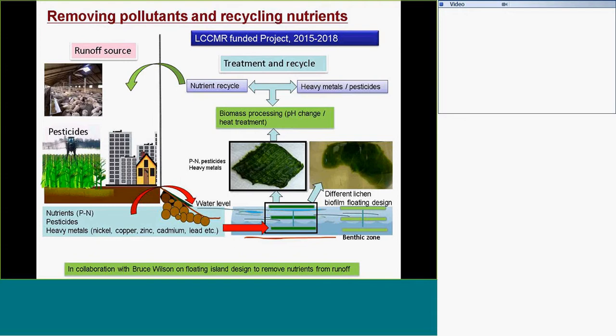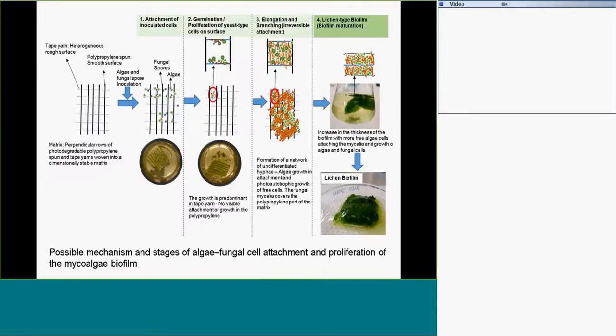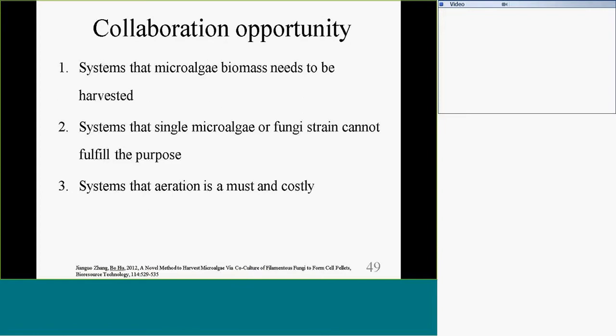I think the research group and Bo is also open for more collaboration opportunities when there are some benefits that can be achieved by this concept. Systems where microalgae biomass needs to be harvested. Systems where a single microalgae or fungi strain cannot fulfill the purposes of water treatment, and systems where aeration is needed, and that is a very costly process in wastewater treatment. Aeration for the activated sludge process consumes 30 to 40% of the total energy consumption.